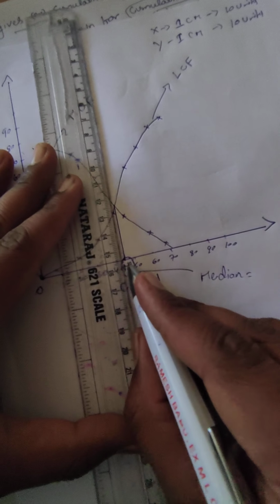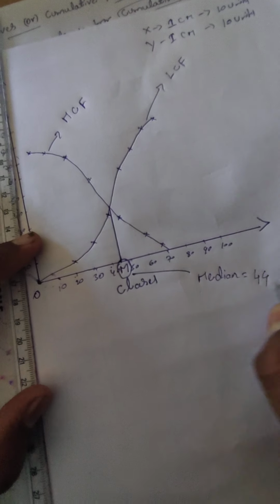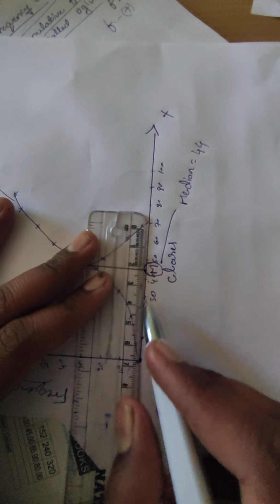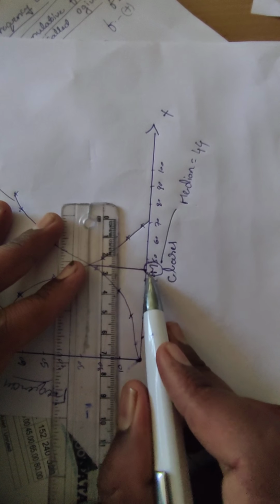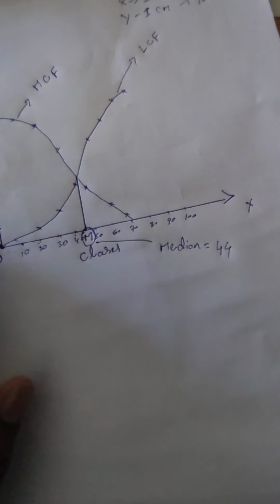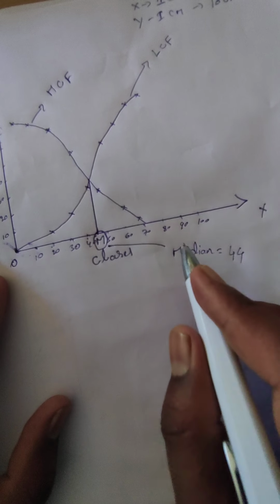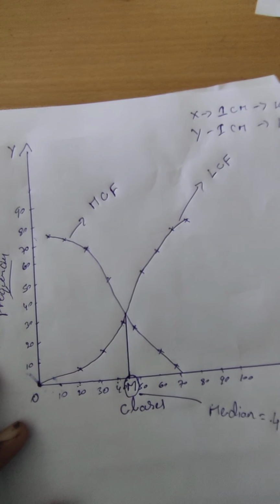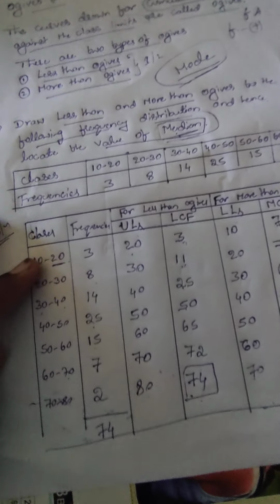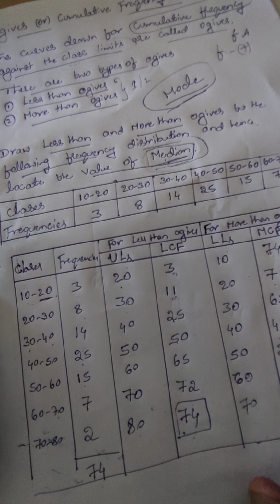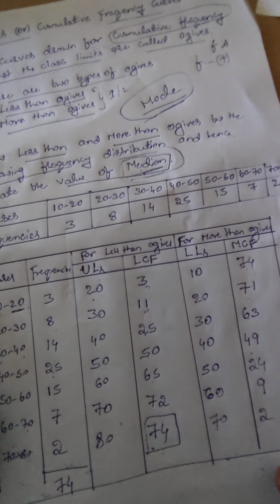The median value is 44 here. So here we identify that 1 centimeter is equal to 10, right? So after 40, the value will come 44 here. In the graph you can directly and easily identify the values. The median value is 44. Okay students, this is the way of identifying the median. So we already know how to identify the median based on the ogives, more than ogive and less than ogive.